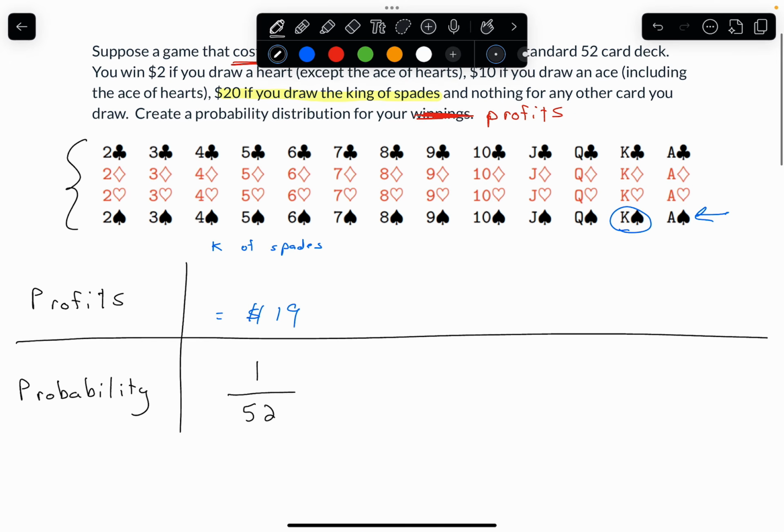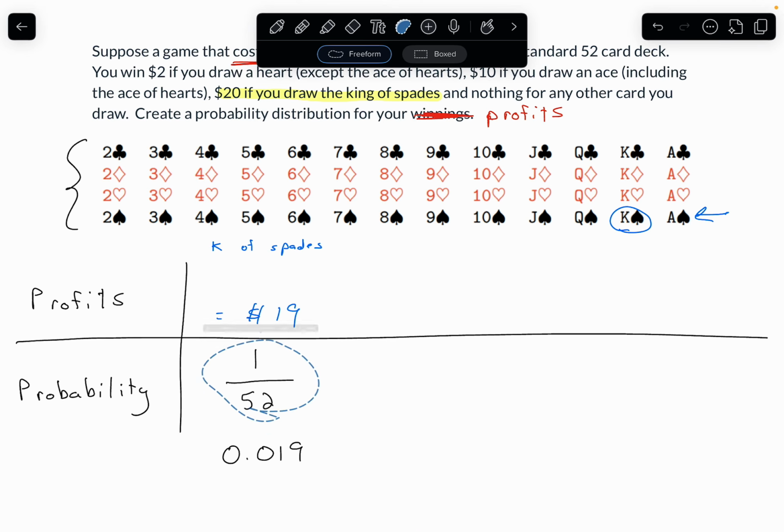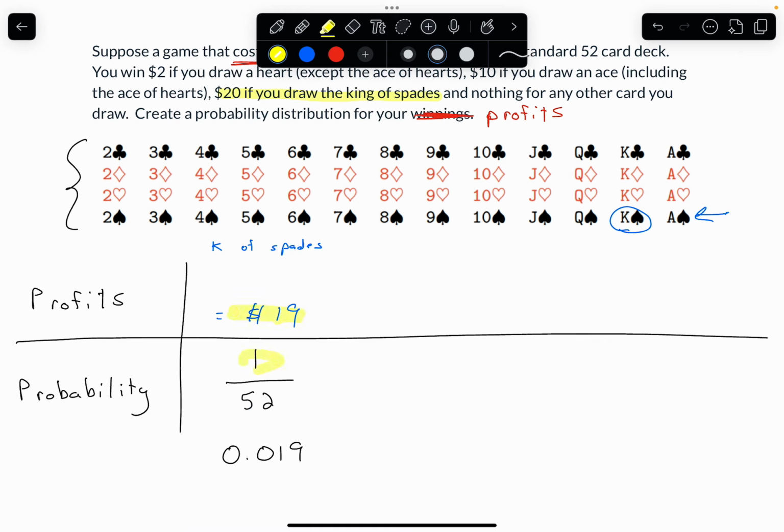If you wanted to give a decimal for that, let's see what that would look like. 1 out of 52 is 0.019. So either 1 out of 52 or 0.019. And that's all I need to do for this first outcome. I've talked about the profit and then the probability of that profit. I've given both the fraction and the decimal. All right, so there's the first case.